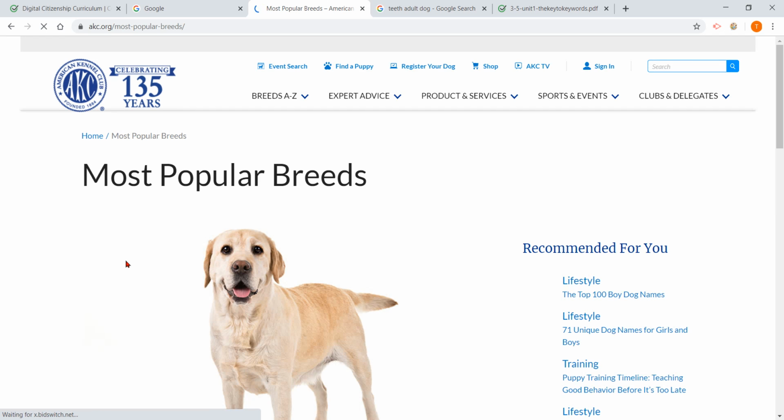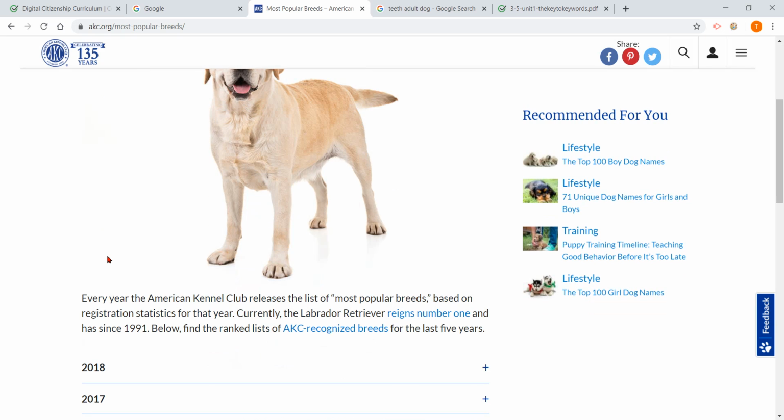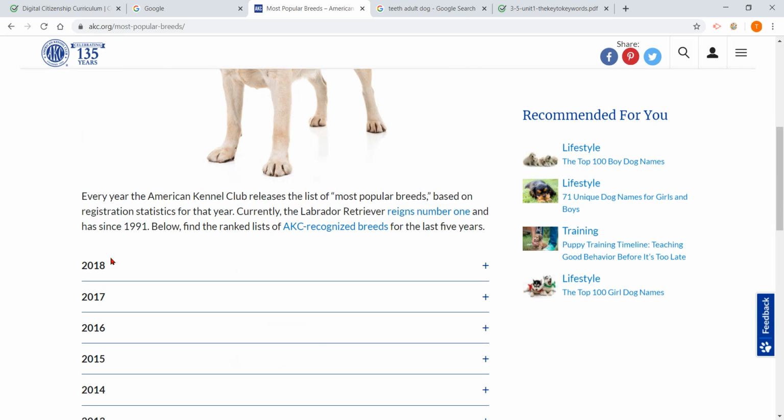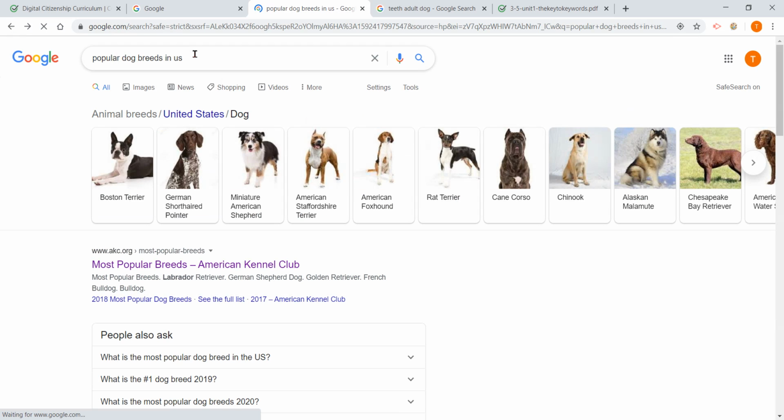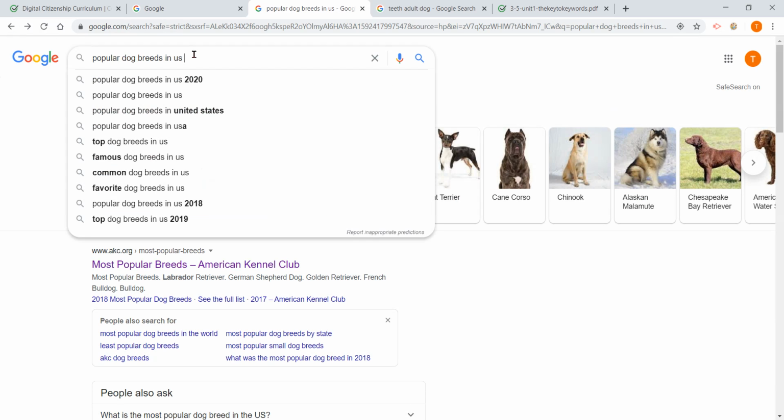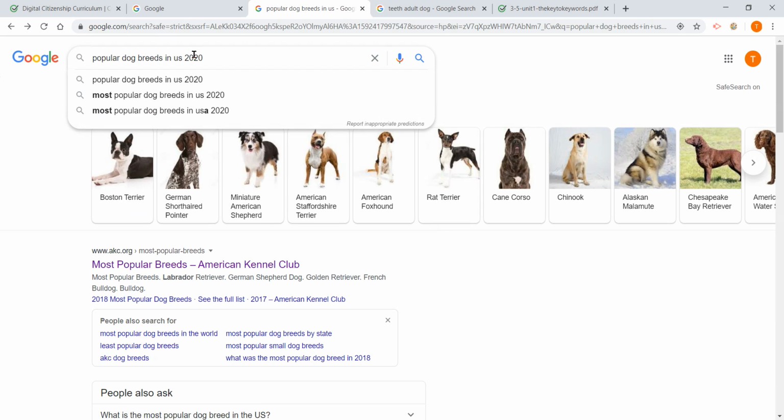Most popular breeds. Now, if you look, it does say the last time was 2018. So that's not very recent. So let's go back. Maybe what we could do is put in 2020. The most popular dog breeds in the US in 2020.